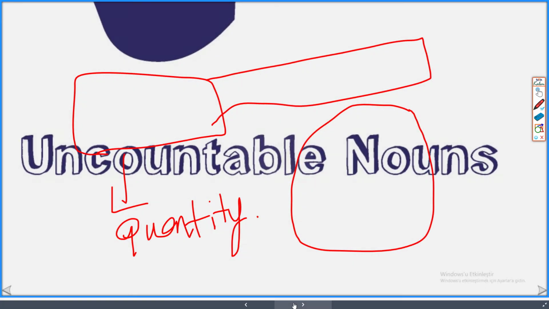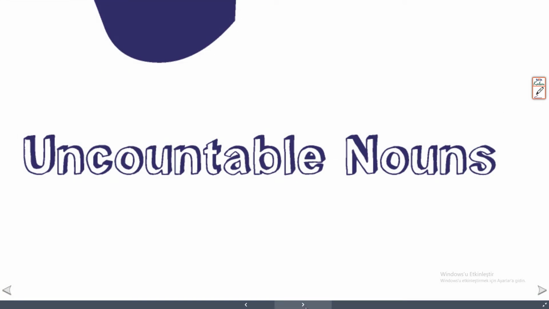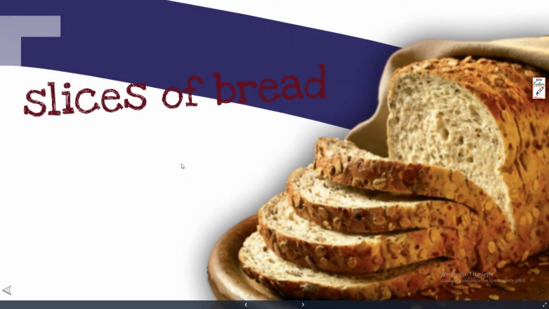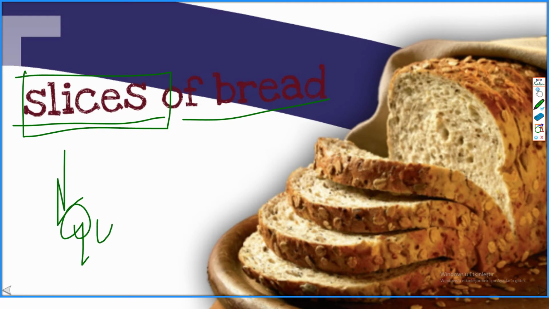And uncountable nouns, yes, again uncountable nouns. We have slices of bread. As you see, it is a type of quantity. 1, 2, 3, 4 slices. Okay, guys.